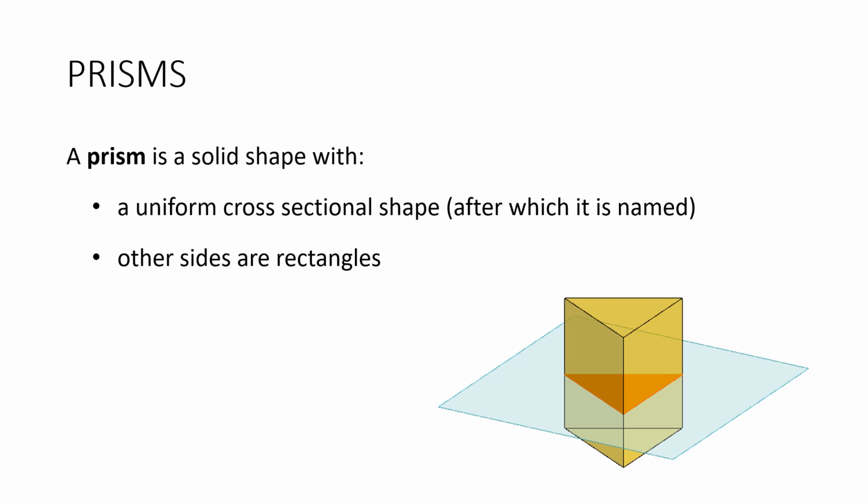So let's start with a couple of definitions. A prism is a solid shape and it has a uniform cross-sectional shape. So you can see here, anywhere I slice through this prism I'm going to see the same triangle, and this gives it its name. This is a triangular prism. The other thing is that other than the top shape and the base shape, the other three sides are all going to be rectangles.